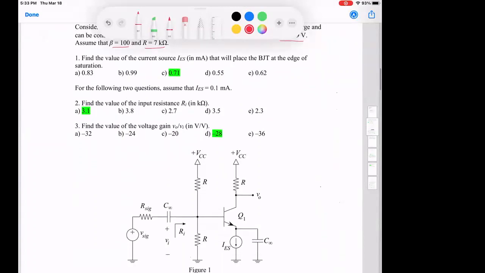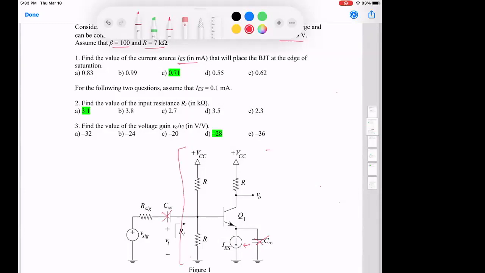And they asked me to find IES, which is the DC current, which is here. Okay, that will place the BJT at the edge of saturation. So the moment he asks me about DC, this means that I will get rid of C infinity. So high true.